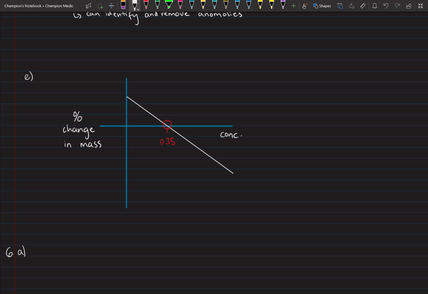So in this case, it's 0.35 mol dm^-3. This is because there's a 0 change in mass, which means the water potential in the solution is the same as the water potential in the cylinders, so there will be no net movement of water, causing no change in mass.